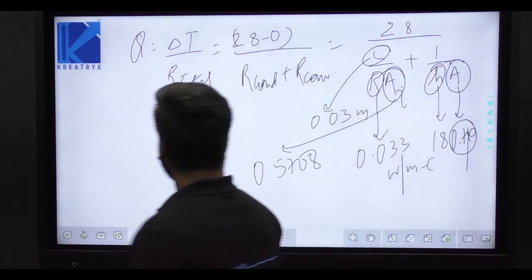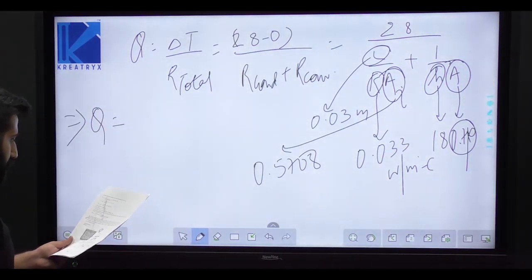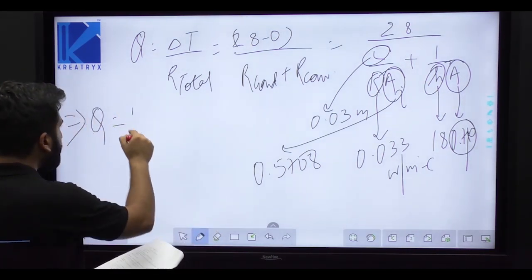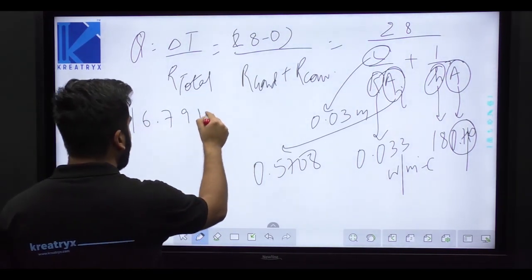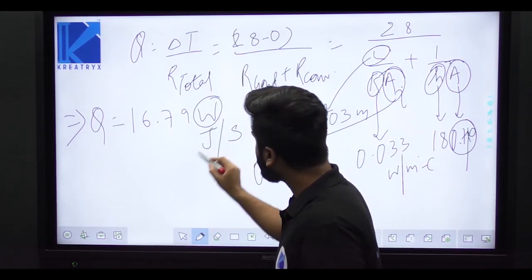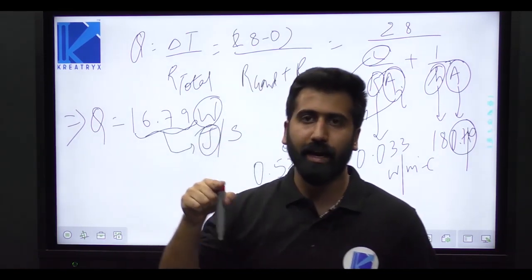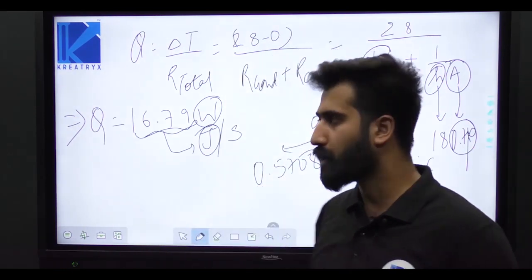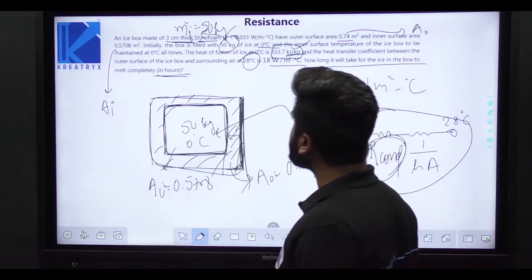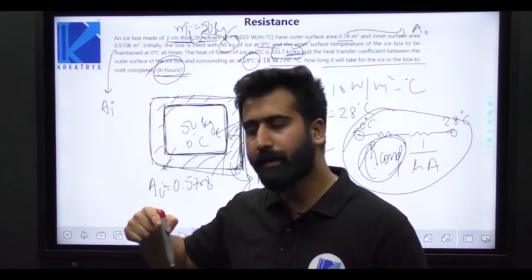So you can find the heat transfer rate, which will be equal to 16.79 watt. That means joule per second. That means 16.79 joules of heat is going into that box per second. What is the question? The question is how long it will take for the ice in the box to melt completely, in hours. So now we need to find the required heat to melt all of this ice.